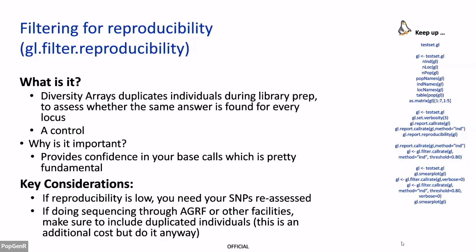And so that's important because there's lots of reasons you might not get that. And that could be things like you have unknown gene duplicates in your genome, and they both amplified, but they actually both have mutations. And so that's actually not the same information. So reproducibility tells you like this. So Diversity Arrays does that automatically for you as part of the service. If you're using AGRF, you have to ask for it and pay for it, but it is pretty fundamental.